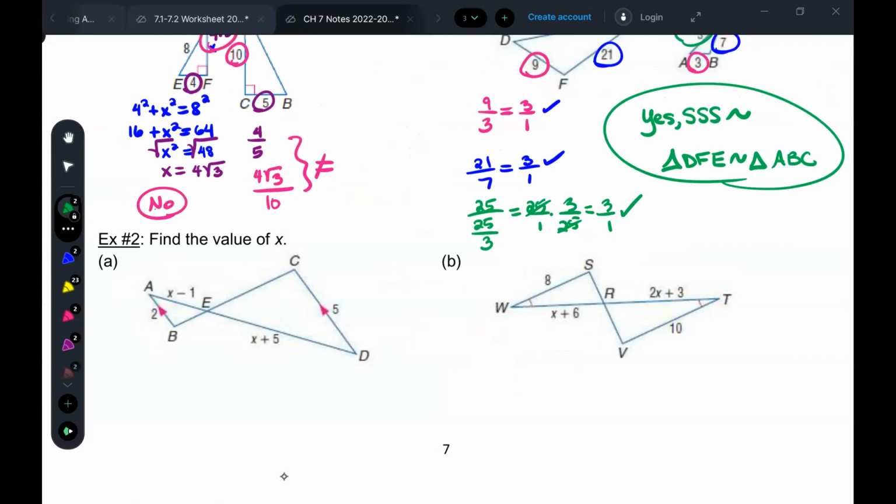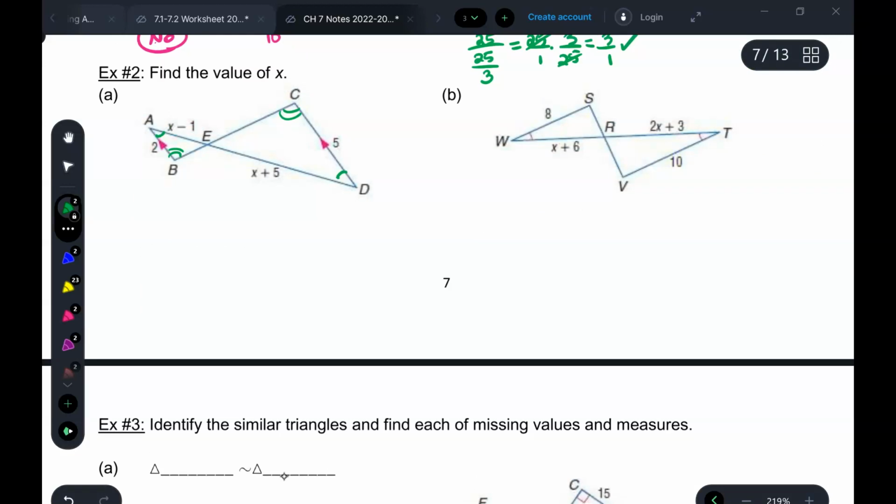Okay. All right. So find the value of x. Can we assume the triangles are similar? We have parallel lines, so yeah. These two angles would be congruent, and these two would be congruent, also the vertical angles. So 2 is going to match up with 5. And good, x minus 1 over x plus 5.